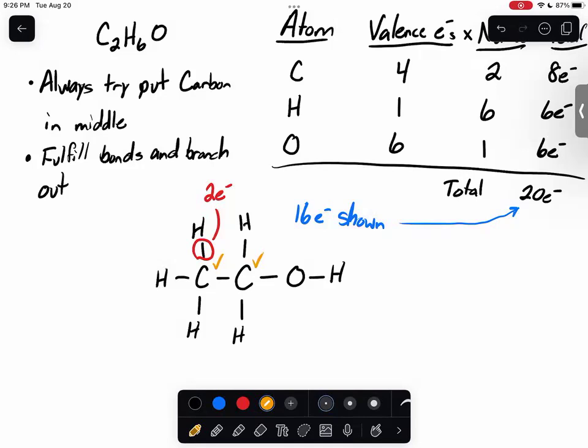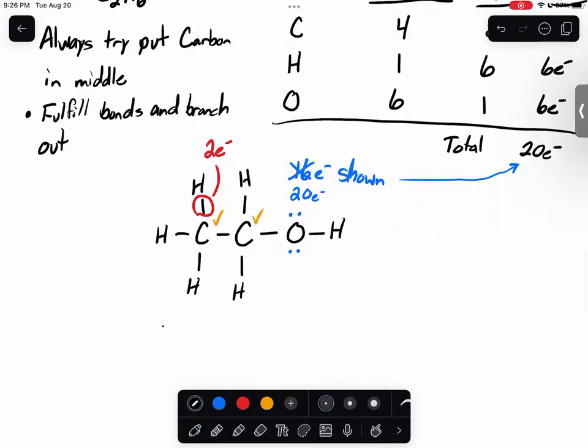But if we look at our oxygen, we notice that, oh, hey, oxygen only has four electrons shown right now. And that means that oxygen's not very happy. So those last four electrons that we didn't have present are actually lone pairs that we find on our oxygen. So now looking at this, we no longer just have 16. We have 20 electrons shown in our structure, which means that this is a valid Lewis structure for this molecule.